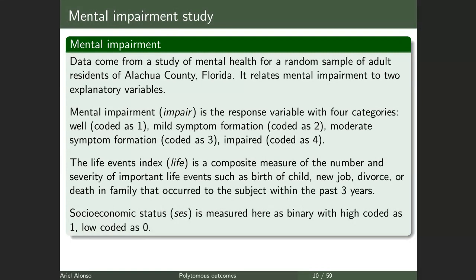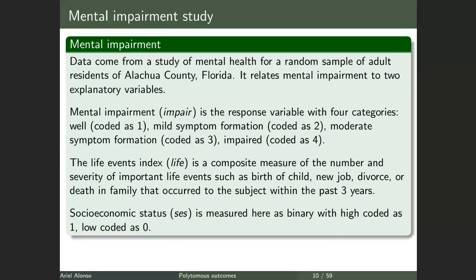So that's my response. And as you can see, now my response variable is not a binary variable, it is a categorical variable. Now you can dichotomize this variable. You can create a new variable, mental impairment, that would take two values, well and not well. So the individual doesn't have a problem or the individual has a problem. But obviously you will be losing information there. We have more information than that. So we have a categorical variable.